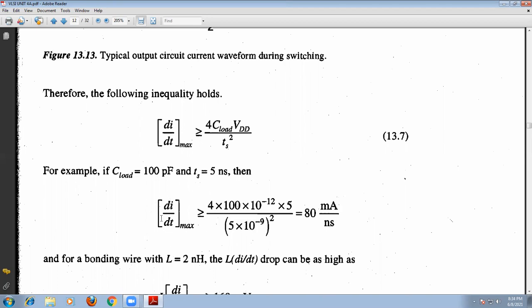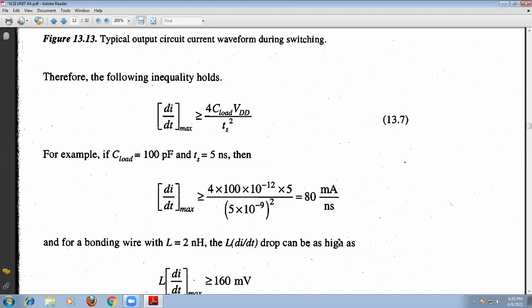Now assume that this is the current flowing in the output terminals, which is connected to the output through a wire bond. Assuming that the bonding wire has an inductance equal to 2 nanohenry, whenever this current flows through this inductance, what is the value of the voltage drop? L di/dt is nothing but the voltage drop across the inductance. Now the value is equal to 160 millivolts you get.